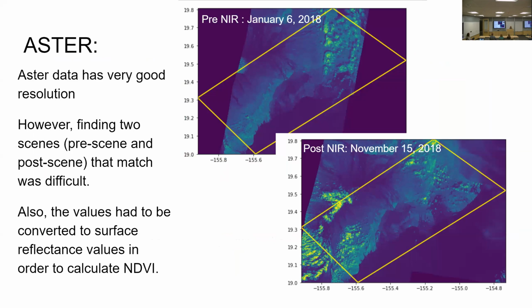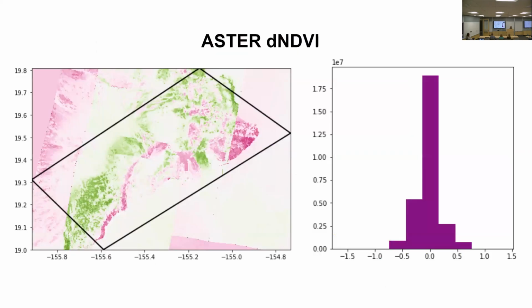My last satellite imagery source was ASTER, which had a really high resolution like Landsat, but again, finding a clear site was a little bit difficult. And I had to mosaic the images together, and then I found out that using ASTER, you actually have to convert the radiance values to reflectance values to then calculate NDVI. So it was a huge learning process going through ASTER for me. This is the dNDVI, the ASTER data, which also shows a loss of vegetation.